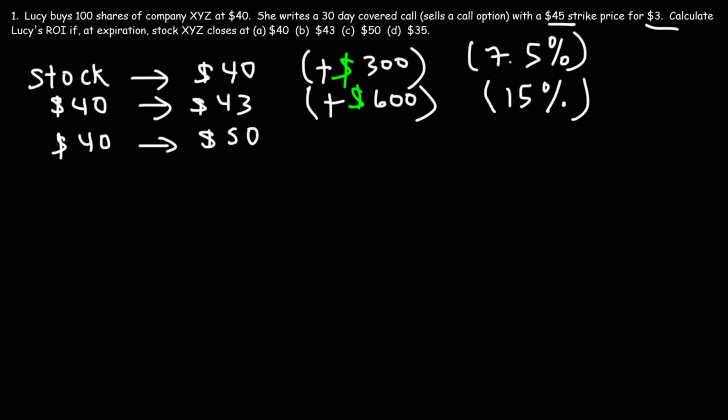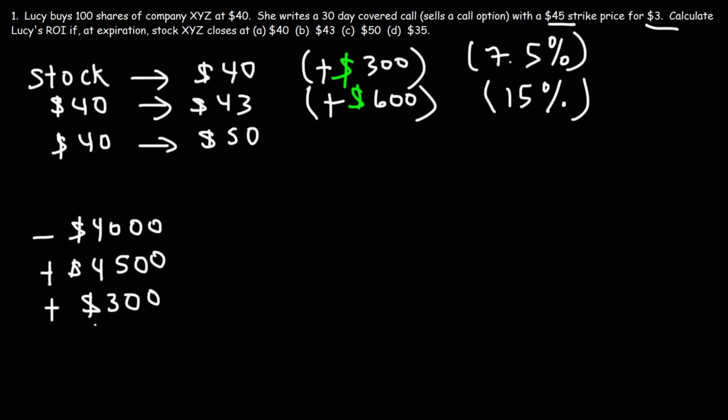The most that Lucy can gain from her shares is selling at the strike price of 45. So let's do the math. Her cost of investment is still 4,000. She gives up her shares, or she sells it at $45. So 45 times 100, that's 4,500. And no matter what happens, if the price of the stock goes up or down, because she sold the right to buy her shares, she's always going to get $300 for selling the call option.